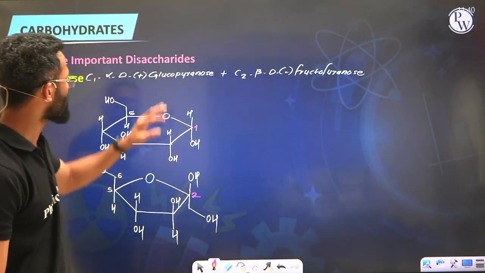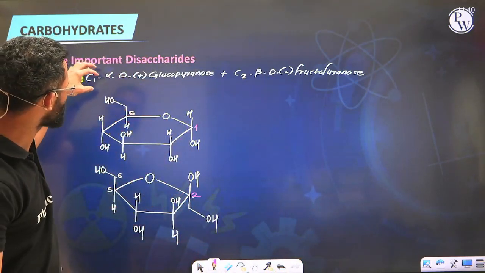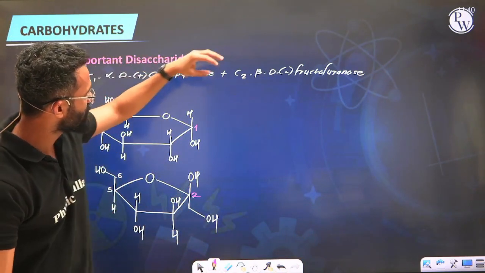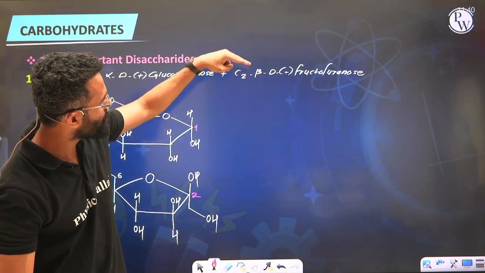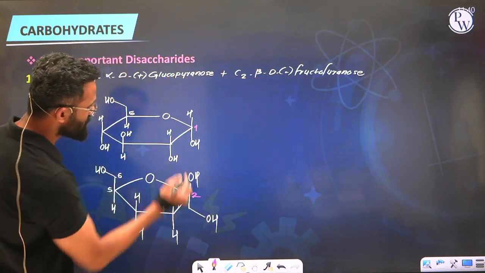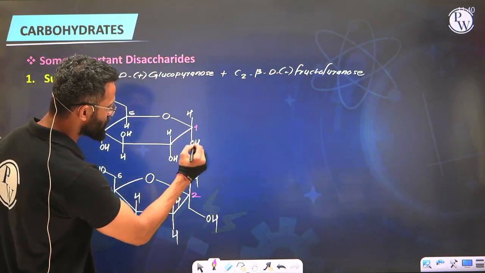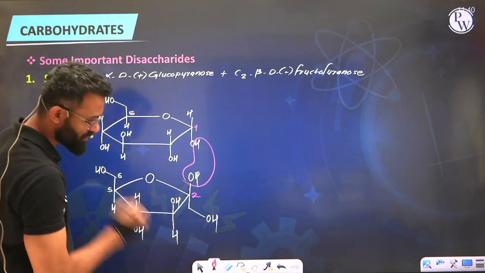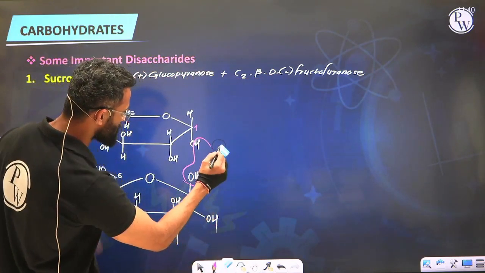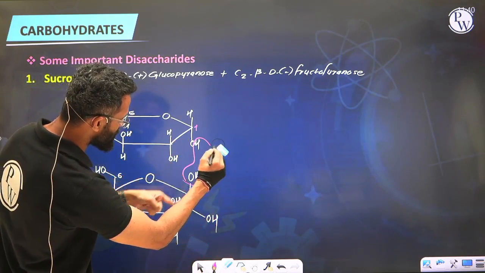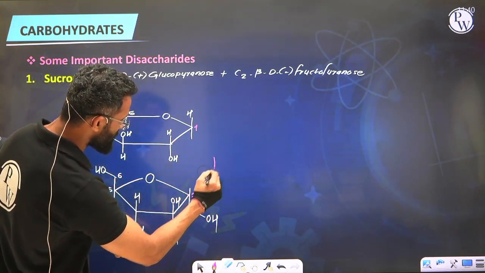When you form a glycosidic linkage, it has to be between the OH of C1 of glucopyranose and the OH of C2 of beta D-fructofuranose. So the OH from C1 and OH from C2 have to be condensed. If you remove water from here, see, this oxygen will be directly connected to this carbon number 2. So I'm directly writing it now.